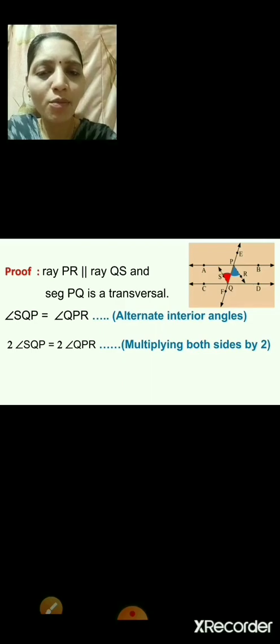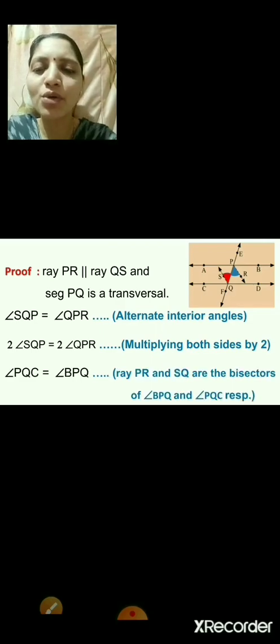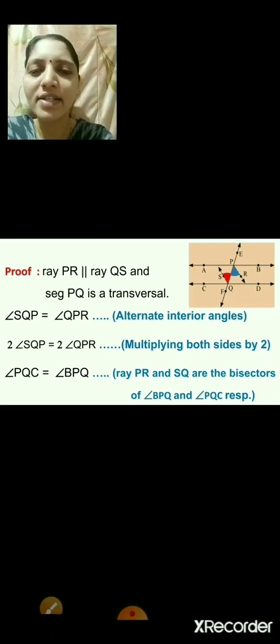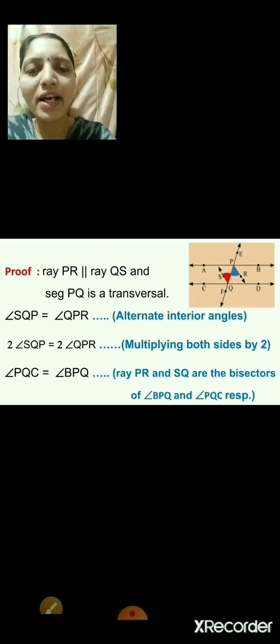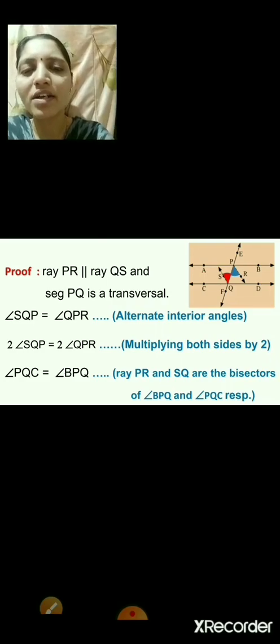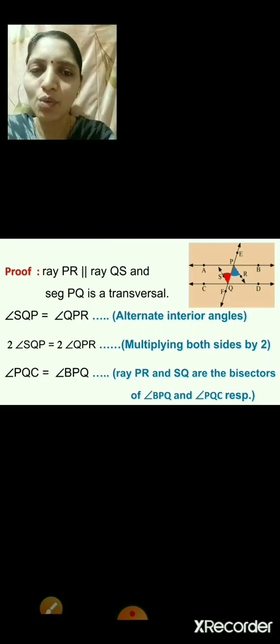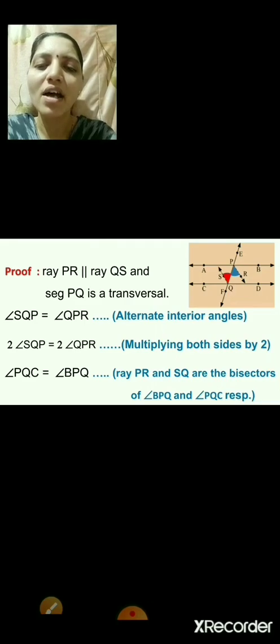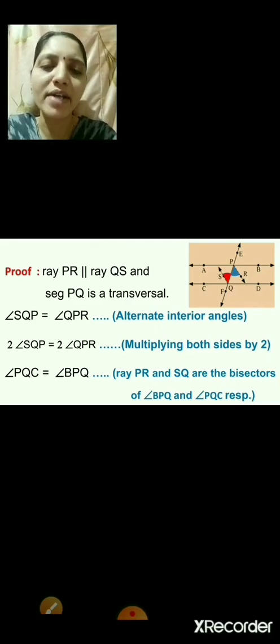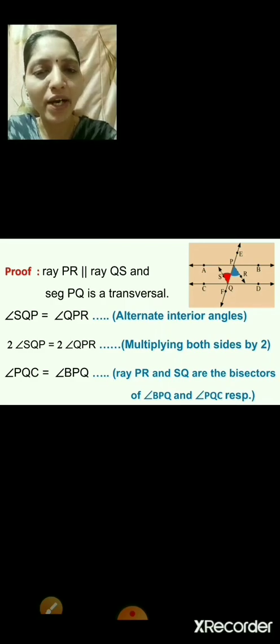Now multiply on both sides by 2. We will get 2 into angle SQP is equal to 2 into angle QPR. Now we have seen that these two rays are bisecting these angles. So we can write here angle PQC is equal to angle BPQ. The reason you will write as ray PR and ray QS are the bisectors of angle BPQ and angle PQC respectively.